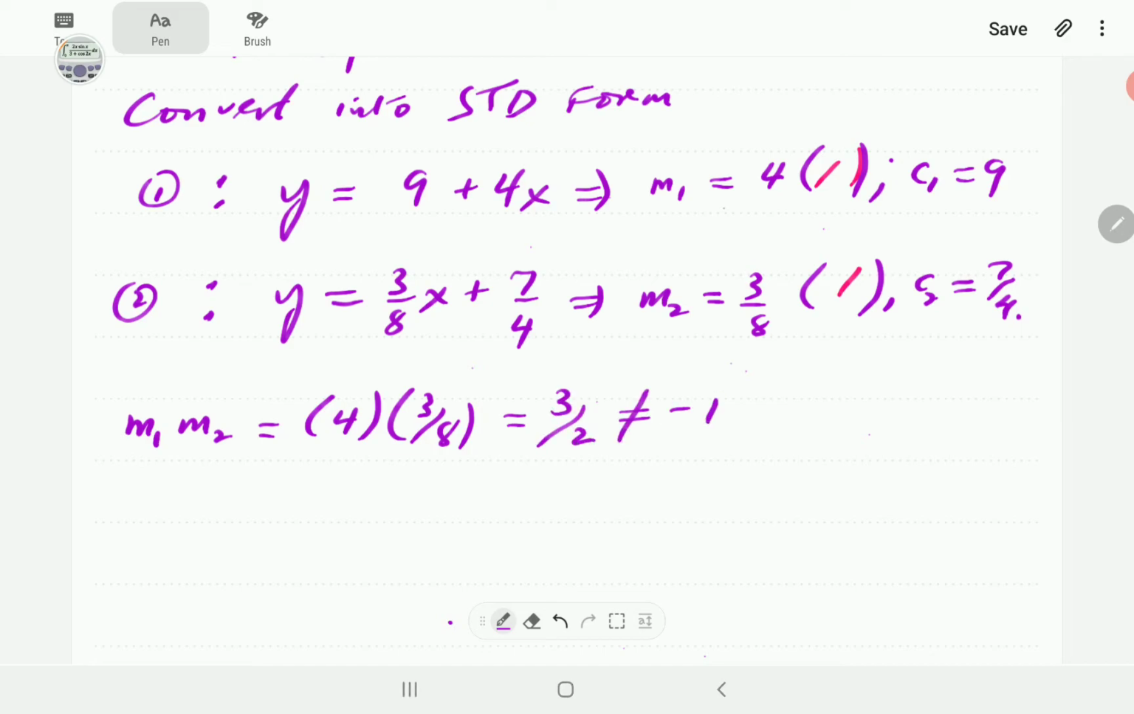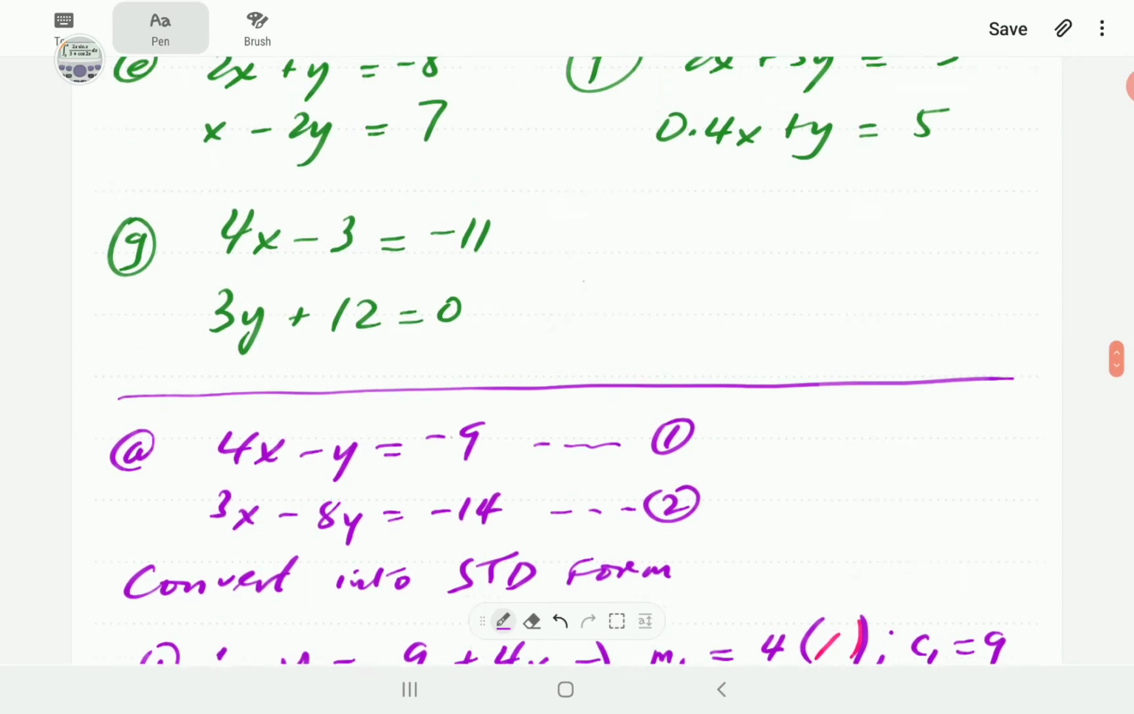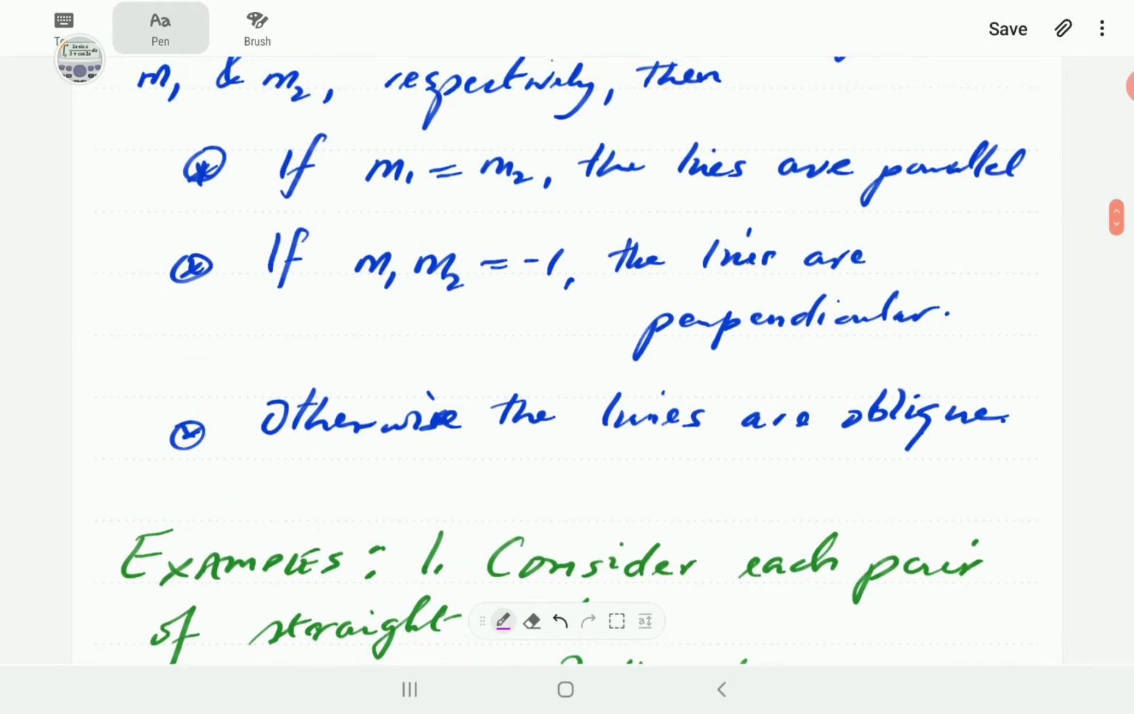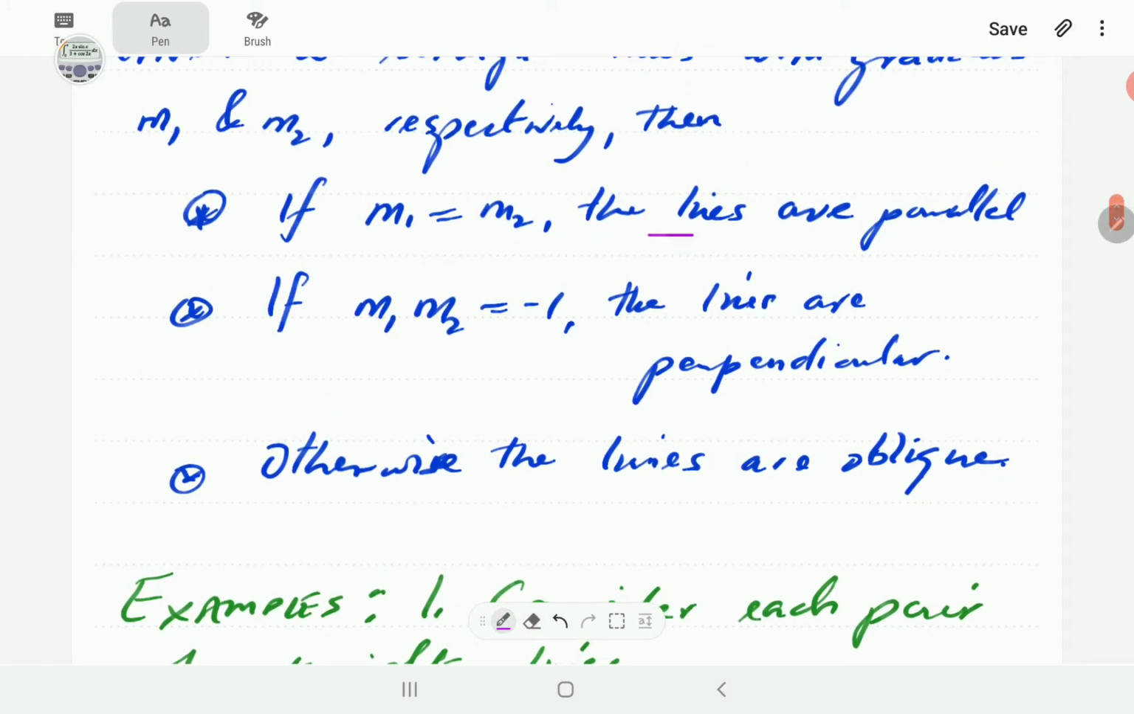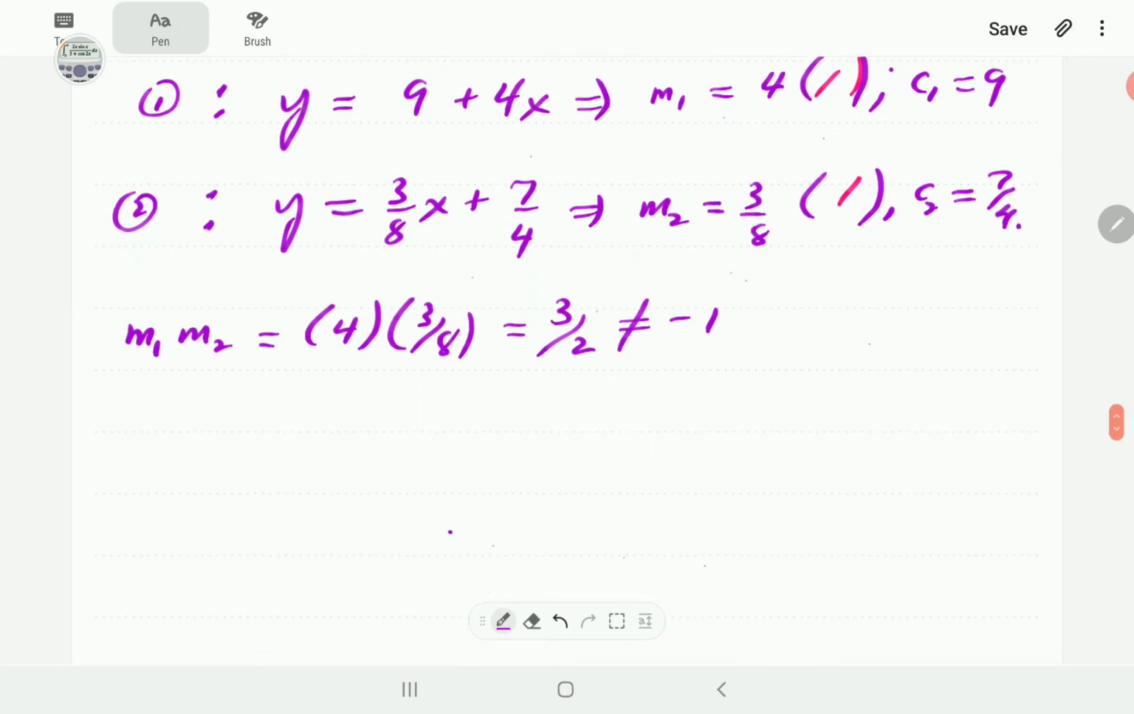It's not equal to -1. So that means the lines are not perpendicular. m1 is not equal to m2, so the lines are not parallel. They are not perpendicular. So the lines are oblique. So we say therefore L1 and L2 are oblique. If the lines are oblique, it means they are going to have an intersection.